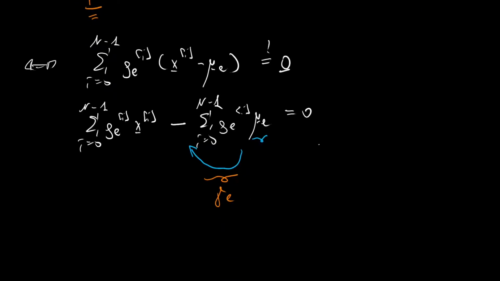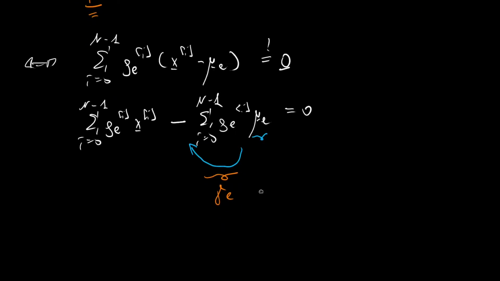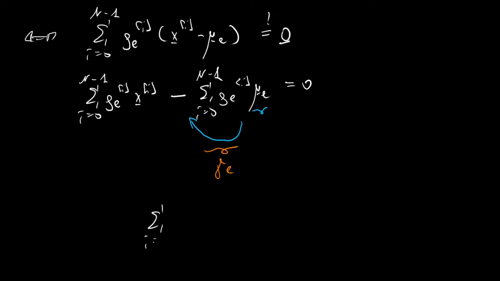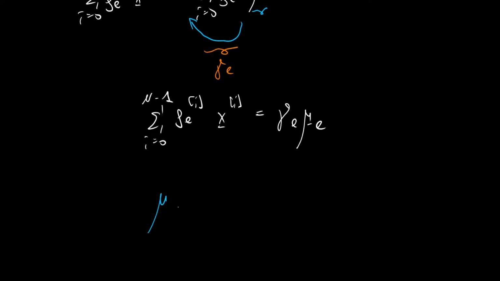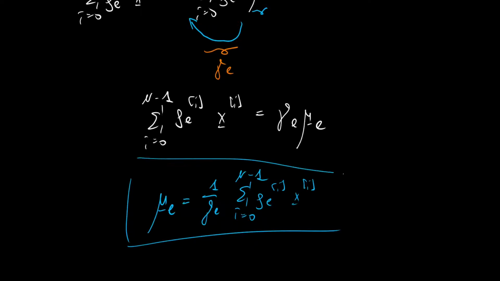So in terms of this, and then maybe also putting it on the other side of the equation, we are getting that the summation from i=0 to N-1 over rho_ei x_i is equal to gamma_e mu_e, and then there is only one step left to get mu_e, which will be saying that mu_e is 1 over gamma_e times the summation from i=0 to N-1, and then the responsibilities with the respective observations. And with this, we have our second update equation for the EM algorithm.